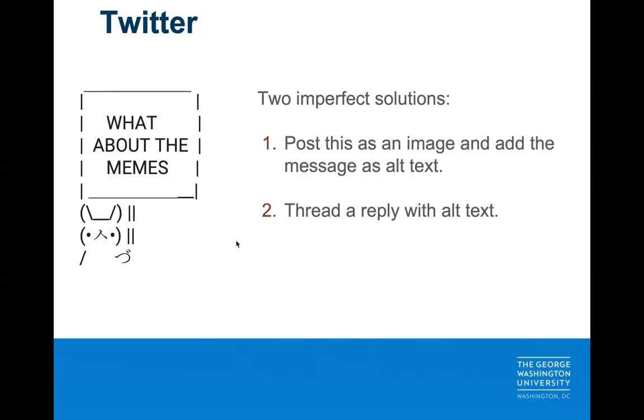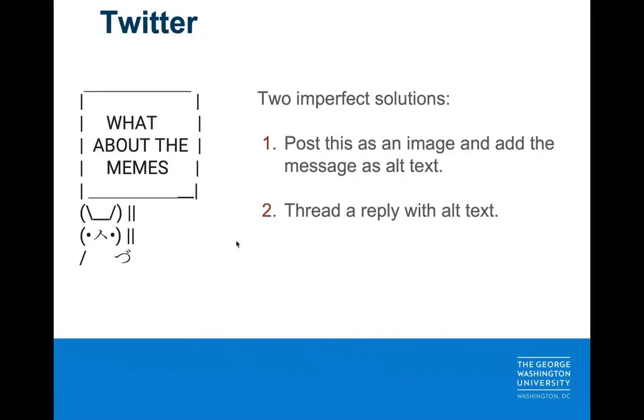You could take a screenshot of this before you post and post it as an image, and then you can use alt text to add the message in the image description so the screen reader can read it. That's not perfect because that's not how people are using the memes on Twitter. It's a little out of the ordinary for the platform, even though it would be accessible.